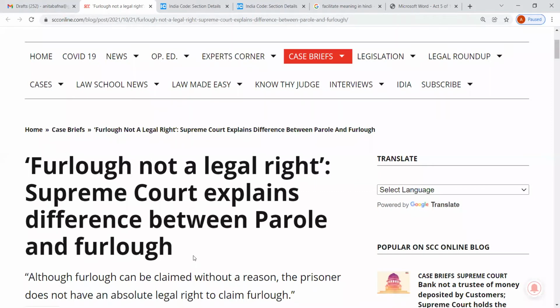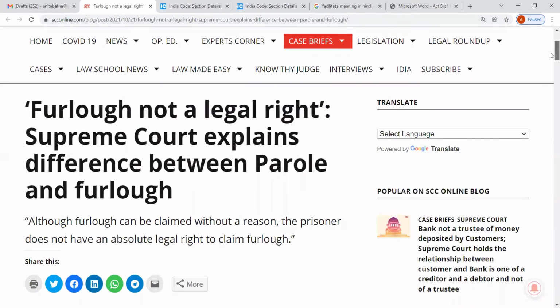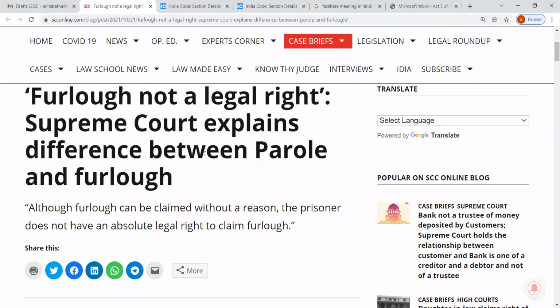A person who is temporarily arrested and applies for bail will not get it. This is for the person who has been convicted, whose matter has been tried completely by the trial court, and who has been convicted of any offense, maybe rape, murder, or any small accident cases also. These are the leaves which a convict, a prisoner, gets. Although furlough can be claimed without a reason, the prisoner does not have an absolute legal right to claim furlough.